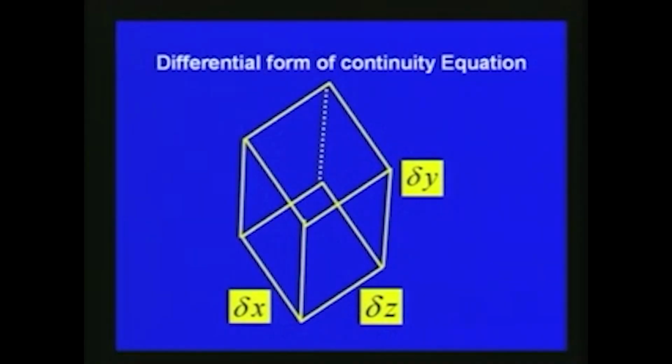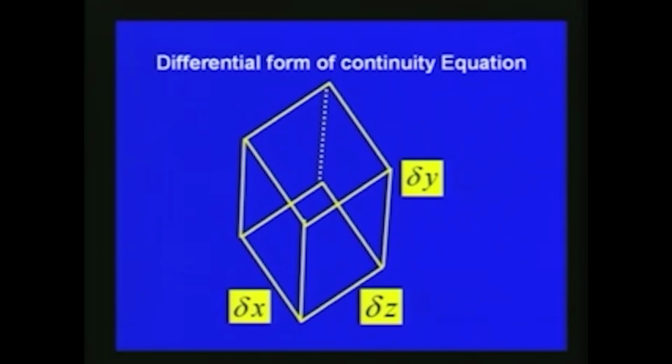So for the conservation of mass, or the continuity equation, in the last lecture we already discussed the integral approach, how to derive the continuity equation, and we also investigated some problems related to the integral approach. Here we will now discuss the differential form of the continuity equation.